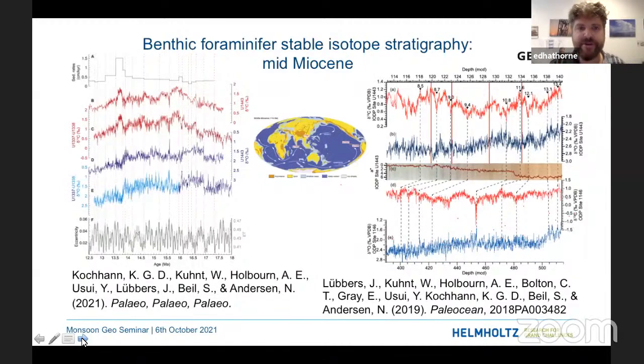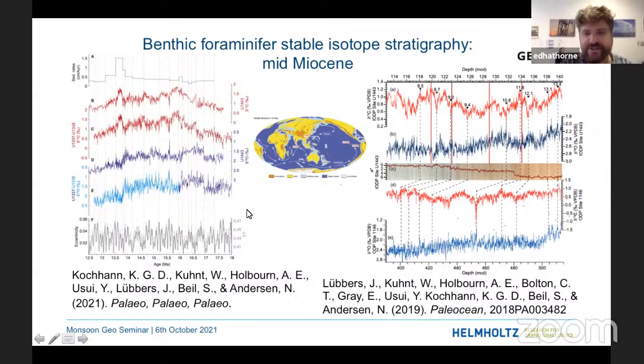We have the age model based on the paleomag and the nanofossils like everyone else, but we also have, from the hard work of many colleagues here, high resolution benthic foraminifera stable isotope stratigraphy.